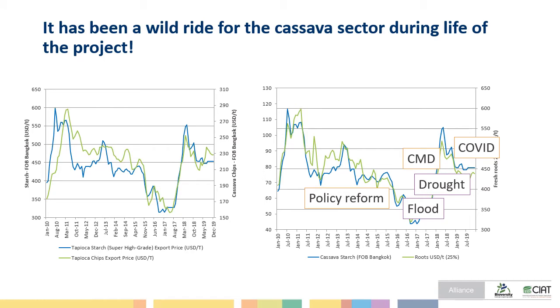So over the life of the project, the impacts of supply and demand have meant that it's been a very wild ride for farmers. We had things like policy reform, especially the maize reform in China. We had floods and droughts impacting large parts of the supply area in Thailand. And then, of course, we had the expansion of CMD, initially in Cambodia and Vietnam, and now moving into Thailand and also China. And then more recently, we've had COVID, which has also started to have some small impact, but the full extent, of course, is not known yet.